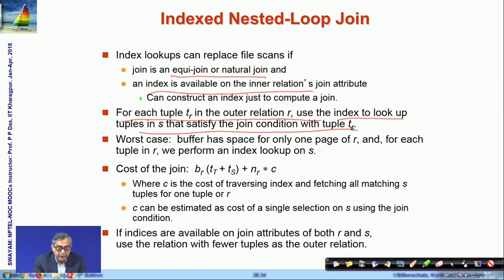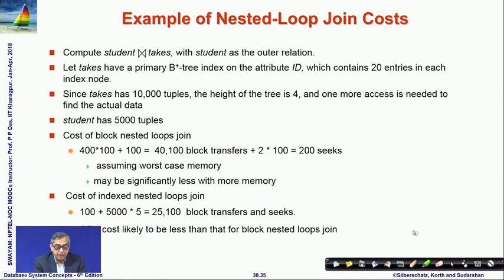So, the cost in that case will turn out to be very simply the cost of B R, the number of blocks in the outer relation, the seek and transfer cost of that, and then the number of records times the estimated cost of a single selection using the join condition. So, we often use the indexed nested loop join whenever we have to do equi-join or natural join.